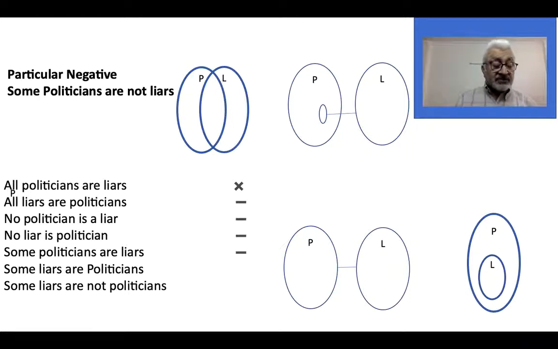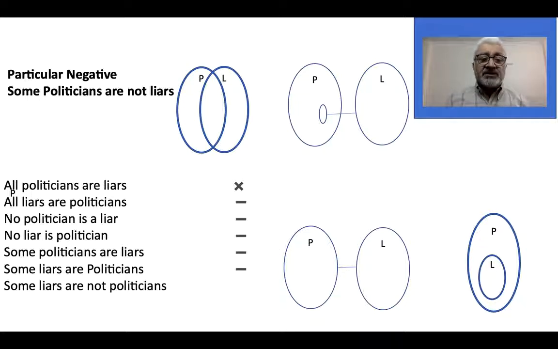Next, we talk about some liars are politicians. Now, some liars are politicians: true here, can be confirmed; cannot be ascertained here; cannot be ascertained here; but here, yes, it can be confirmed. So, again, our answer cannot be certainly true, but possibly true.